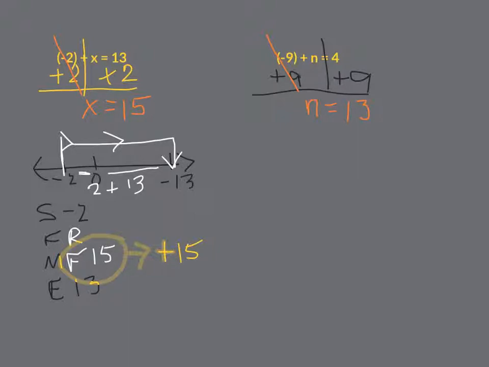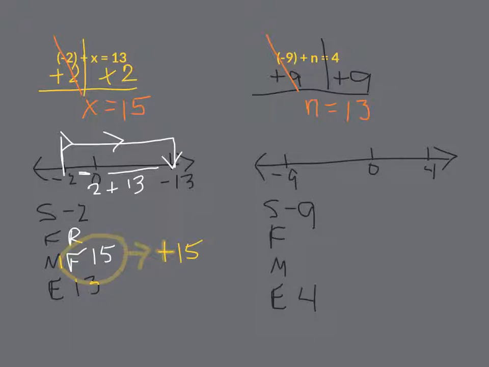Easy enough. Next one, let's do this on my number line. Here's my number line. I know I've got my start, face, move, and end. I'm going to start, of course, at negative 9, and I need to end at 4. So my negative 9, I'm going to put it right here. I'm going to put my 4 here. I know my 0 has to be closer to the 4 than the negative 9, so I'm going to put that there.